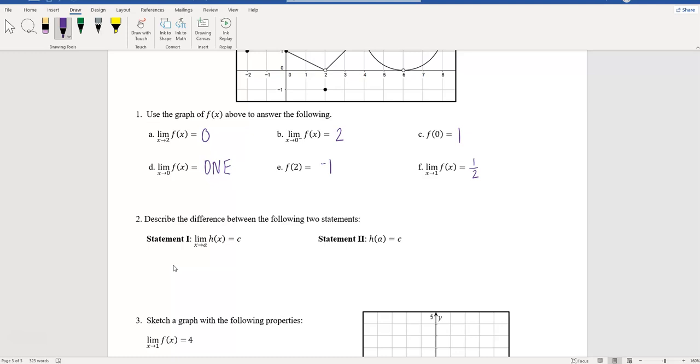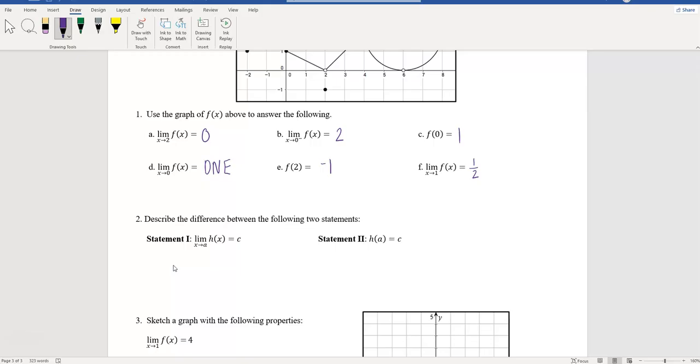I like the word approaching, and if you just want to be really informal, it's what you're getting close to, right? Do you have to get there? No, you just have to get close to it, from both sides, right? You might touch it, but you don't have to touch it. So I would say something about it's what you're getting close to or approaching, whereas in statement 2, it's the value of the point, right? The y value of the point is what you're looking for.